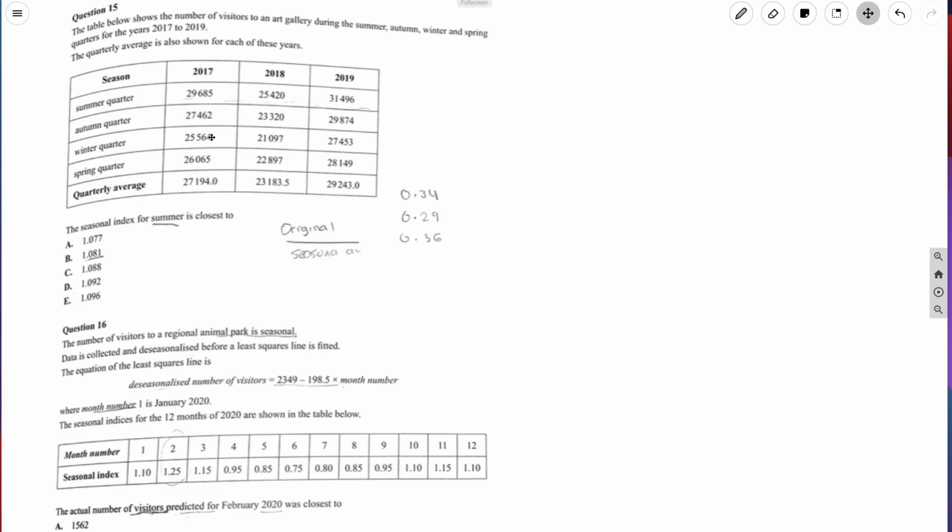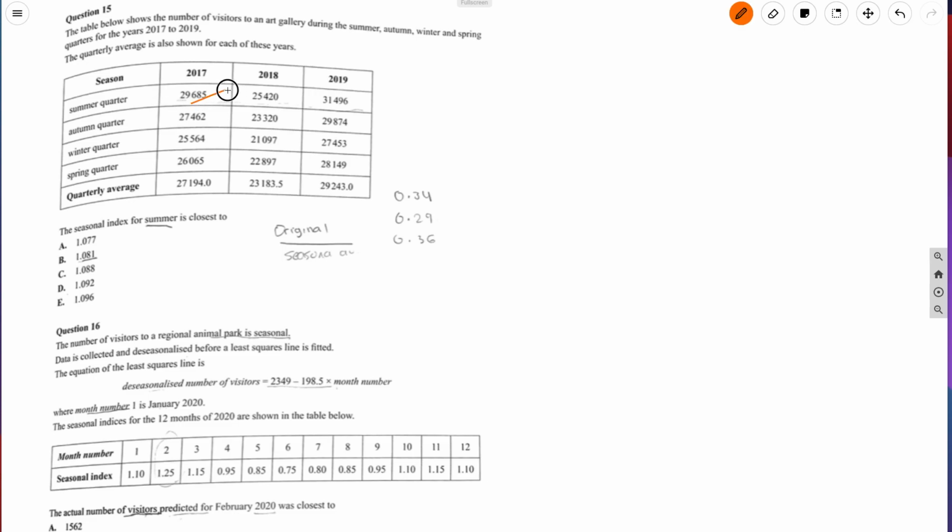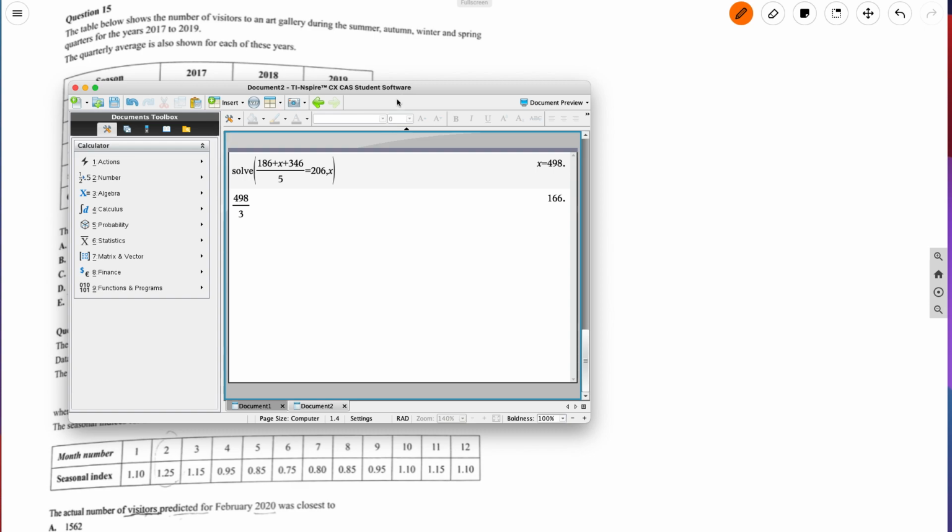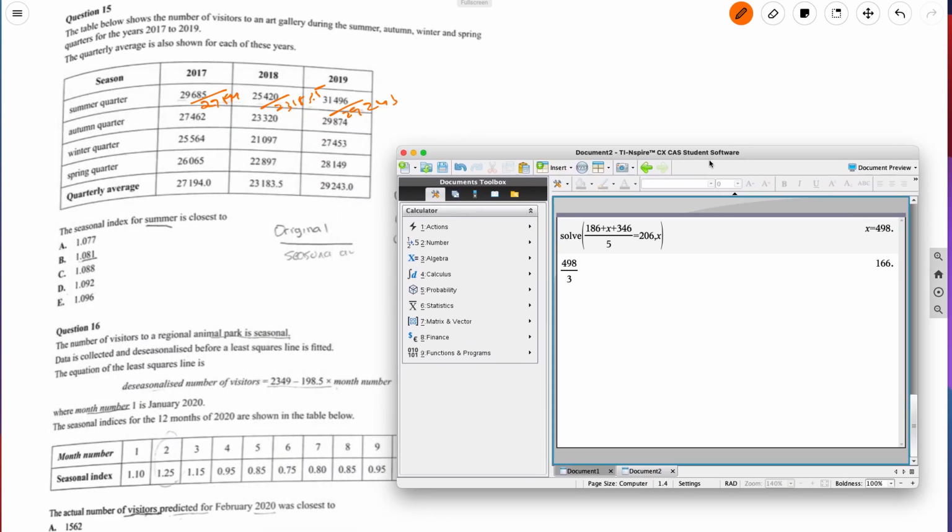So that's already totaling up each of the years and dividing by 4. So now what we have to do is we just want the summer values. We're just going to divide each by their average, 27,194, divide this by 23,183.5, and you'll get proportions, and then you'll average the proportions like that. So again, if we bring back the CAS, let's just do this all on the CAS. Bit annoying, bit tedious on the number typing.